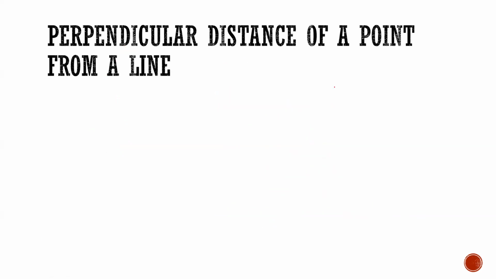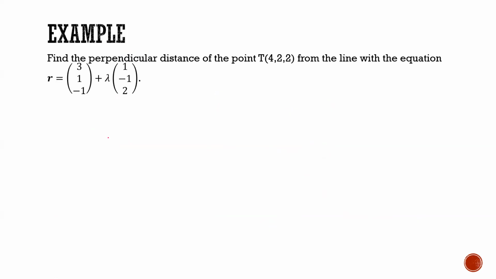Okay, we want to look at the perpendicular distance of a point from a line. We'll use an example to handle this as well. So we have our line, and then we have a point, and the distance that we want to find is that distance right there, such that this vector or this line segment there makes 90 degrees with the line.